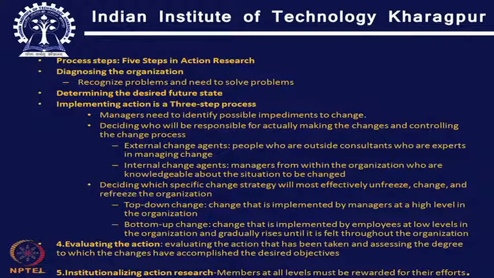The action research process has 5 steps. First is diagnosing the organization: identify the problem and the need to solve it, and determine the desired future state. Then implementing the action, where managers have to identify the possible impediments to change, and decide who will be responsible for actually managing and controlling the change process.